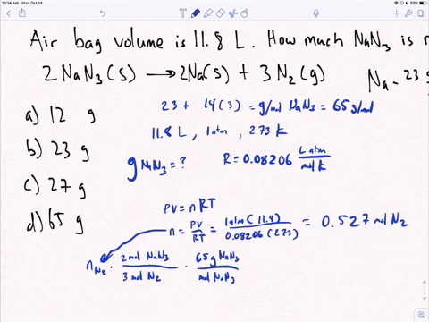This whole thing is going to be moles of nitrogen. Then you have moles of nitrogen times 2 moles of azide over 3 moles of nitrogen, so the moles of nitrogen cancel. Then you get moles of azide, and then times 65 grams per mole, and the moles cancel out. So what I'm going to end up with is the product of this times 2 times 65 divided by 3.